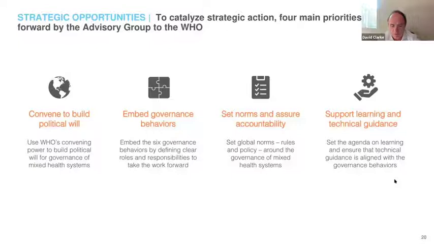The first strategic priority is to use WHO's convening power to build political will for the governance of mixed health systems. Actions in this space, and we're looking for collaboration with a range of different partners for this, is becoming part of a network with partners with whom WHO works to build political will for the governance of the private sector in mixed health systems.